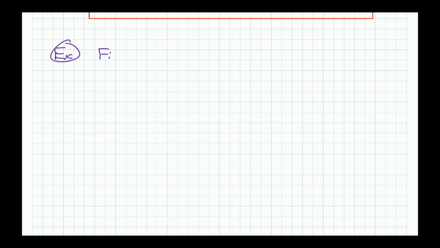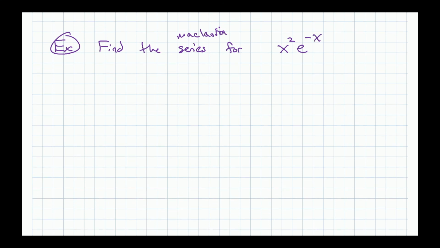Example, find the series. I should say, I'm being lazy, I should say Maclaurin series. Find the Maclaurin series for x squared e to the negative x. Okay? Now, hopefully you have an idea of what to do here. We should start with the series for e to the x, right? Start with the Maclaurin series of e to the x.